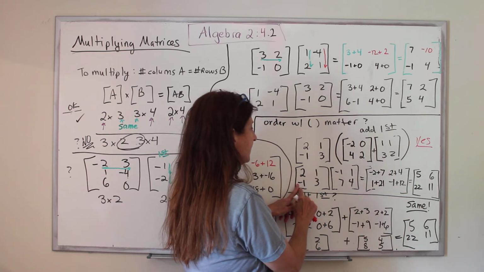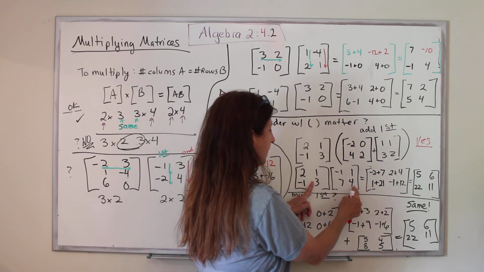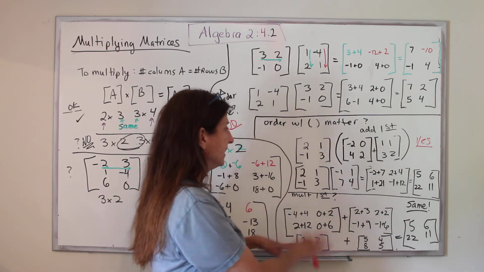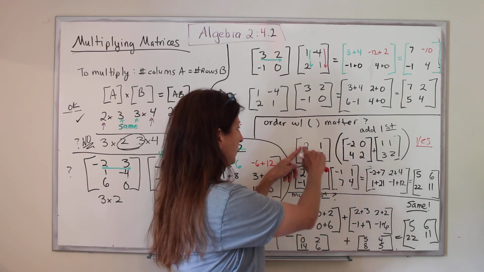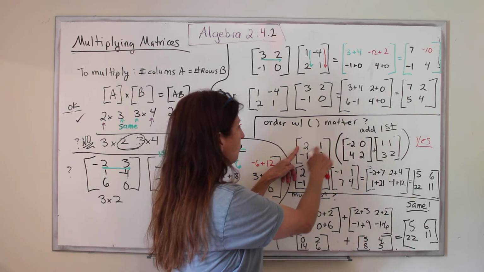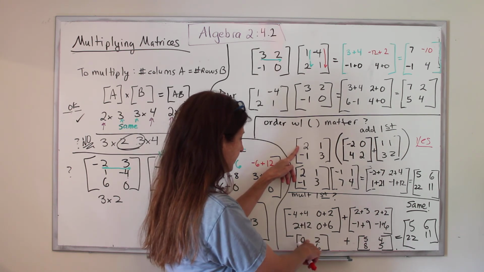Then I did these. Negative 1 times 1 is negative 1. 3 times 4 is 12. Negative 1 plus 12 is 11. This time I did the distributive properties. I did 2 times negative 2 is negative 4. 1 times 4 is 4. Negative 4 plus 4 is 0.